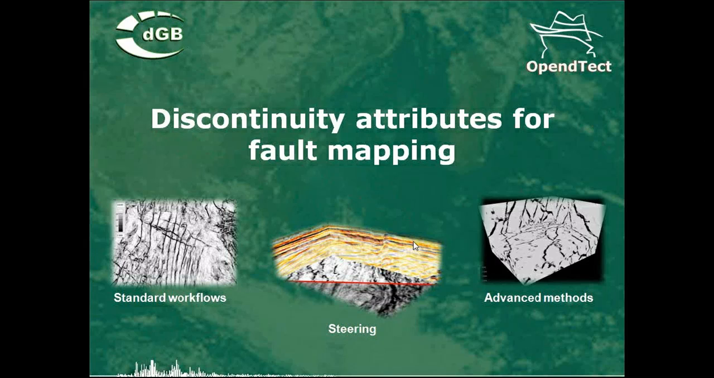Could you show the different fault highlighting attributes, such as coherency, similarity, curvature, on top of each other so that we can see what different things they highlight, such as which one would you use for a specific task in your interpretation process?